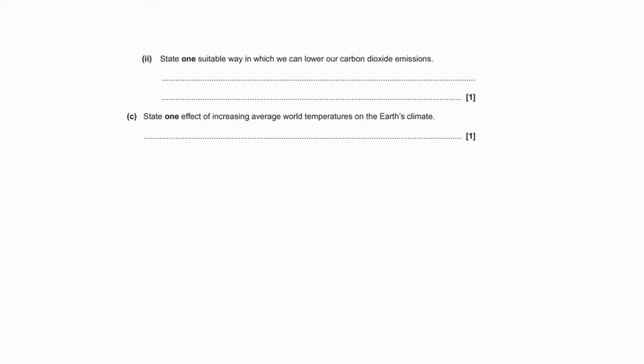State 1 suitable way in which we can lower our carbon dioxide emissions. So that's all to do with cutting down on our use of fossil fuels: drive less or drive fewer cars, don't cut down trees, plant trees, use renewable resources like solar energy or geothermal energy or wind or tidal energy. So use those instead of using non-renewable resources like fossil fuels and coal and gas. So I'm just going to say use renewable resources instead of non-renewable resources.